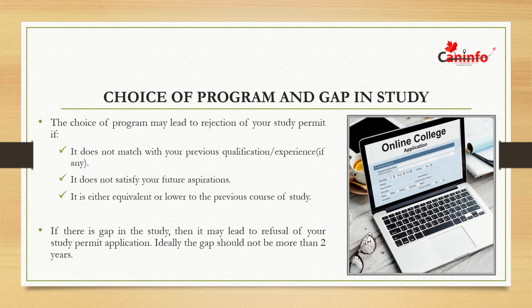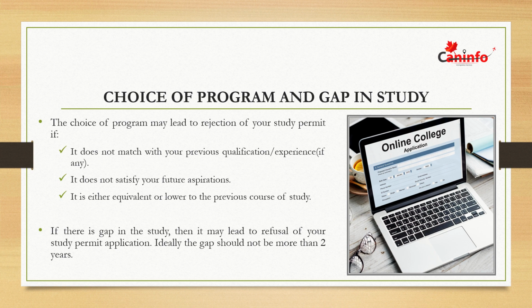The third thing is the chosen program should not be equivalent to the previous course of study. If you have studied plus 2, you should not take a program that is equivalent to plus 2 in Canada. Or if you have studied graduation, you should not take any program that is equivalent to the graduation program of your native country. So you need to take care of all these things. If you do not, there are fair chances that you will get your refusal.